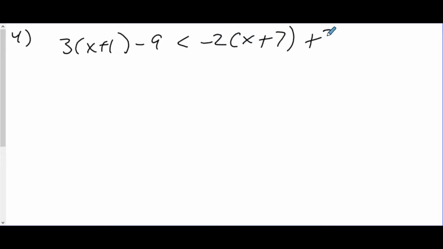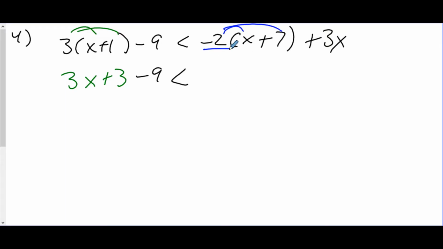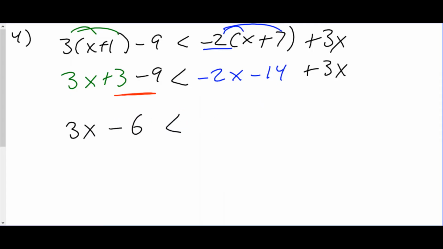Last one is 3 times x plus 1 minus 9 is less than a negative 2 times x plus 7 plus 3x. So lots to simplify here. On the left side, I'll start by distributing to get 3x plus 3, and then keep that minus 9 is less than, and then I'm going to distribute this negative 2 to get negative 2x minus 14, and then keep that plus 3x. I've also got some like terms now on the same side. 3 minus 9 is going to be a negative 6. And on this side, I have a negative 2x plus 3x. 3 minus 2 is just a single x minus 14.